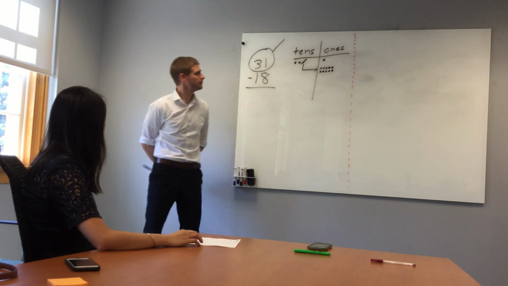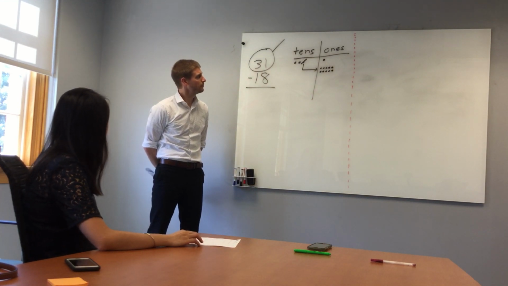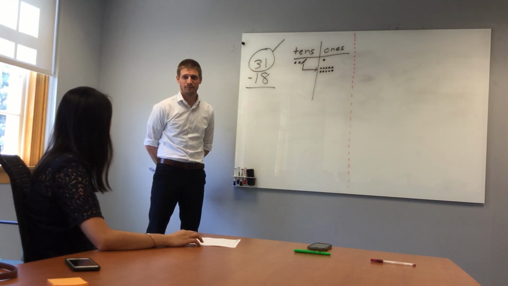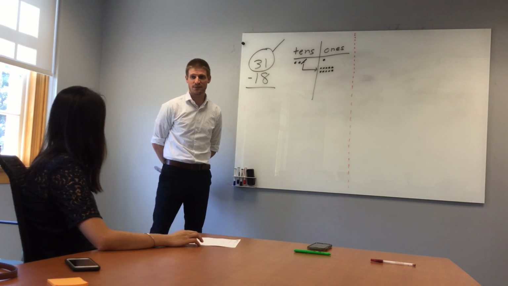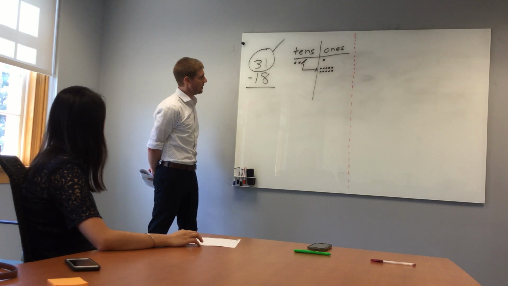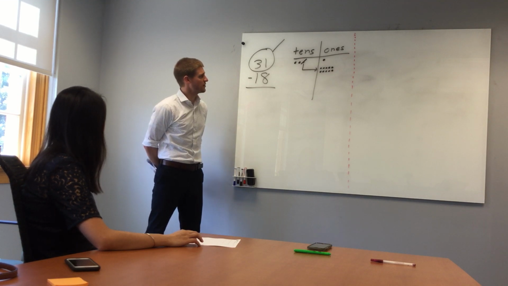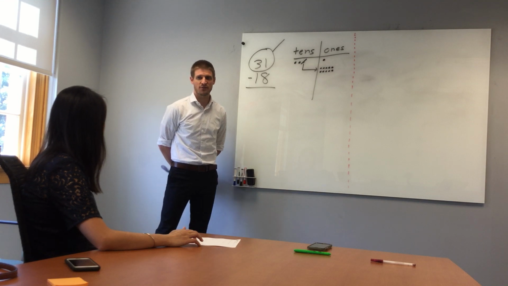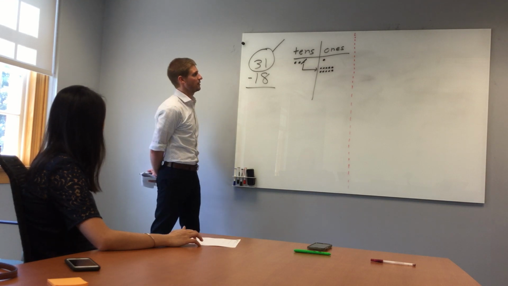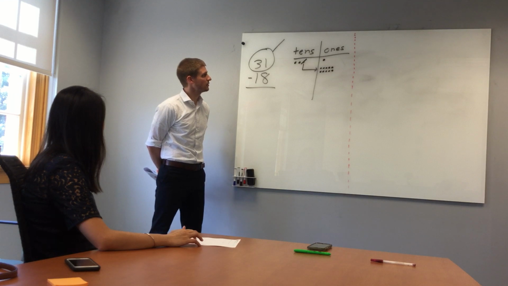What did I just do? Turn one of the 10s into 10 separate ones. Okay, so I unbundled my 10 and made it 10 ones. Perfect. How many 10s do you see in the place value chart now? 2. Great. How many 1s do you see in the place value chart? 11.